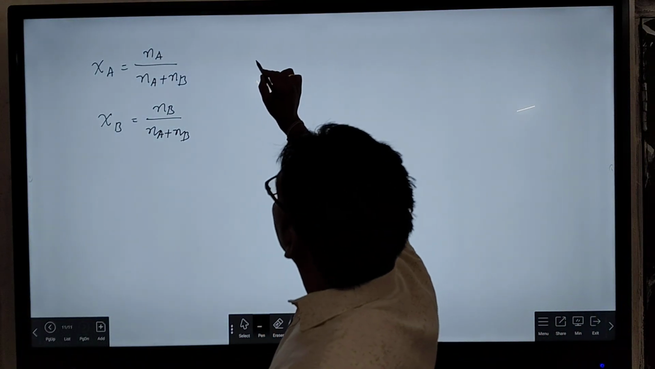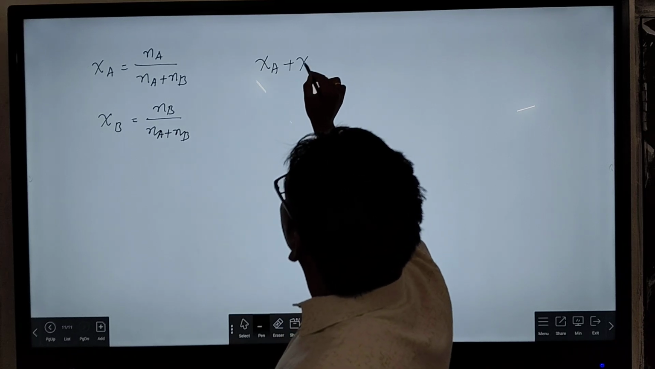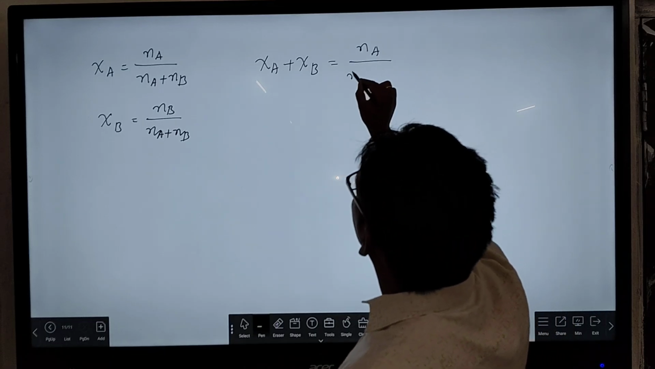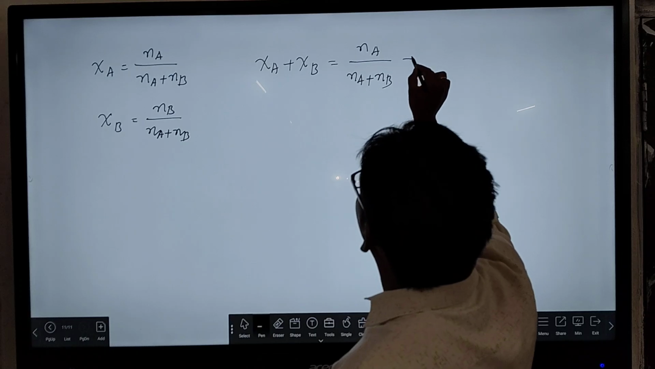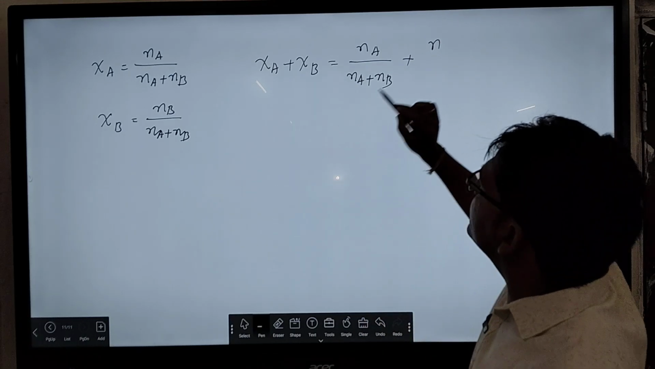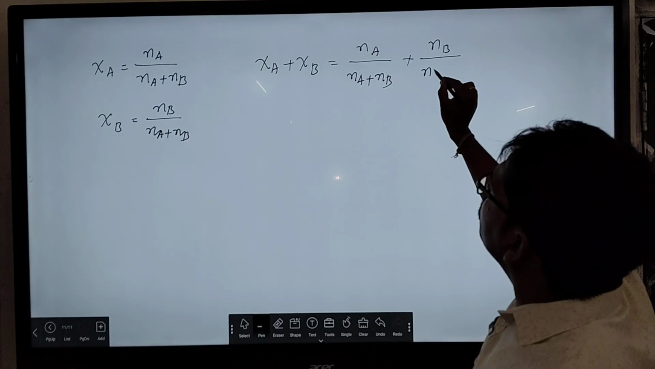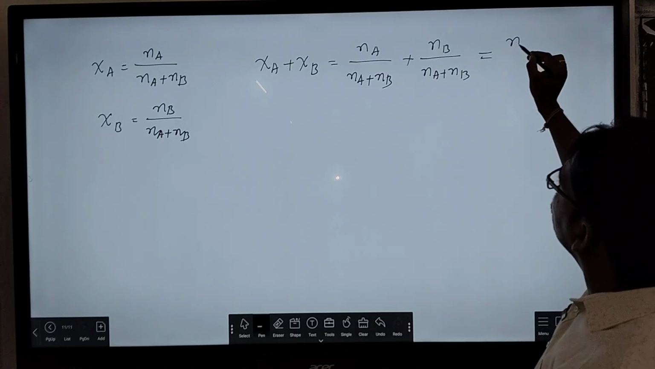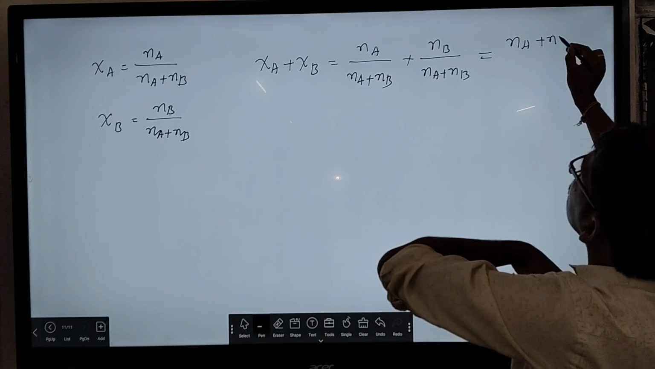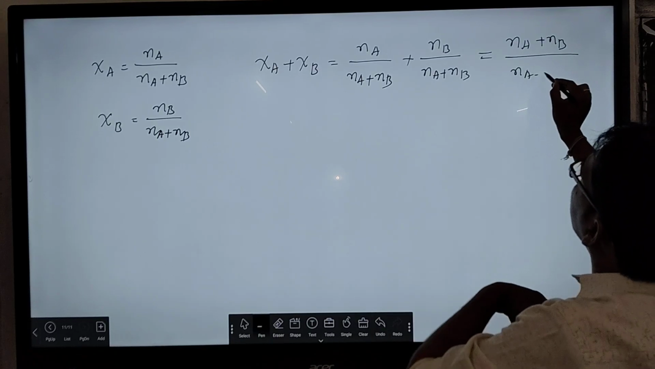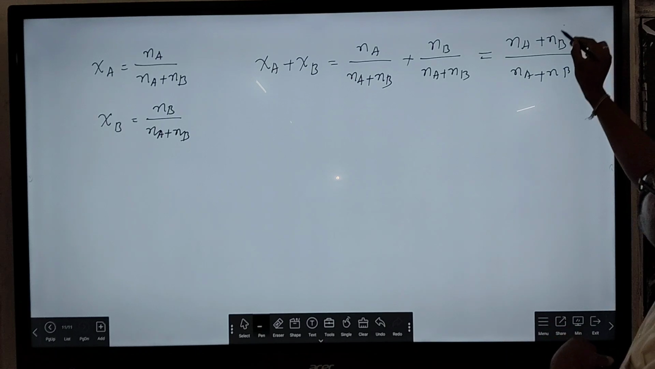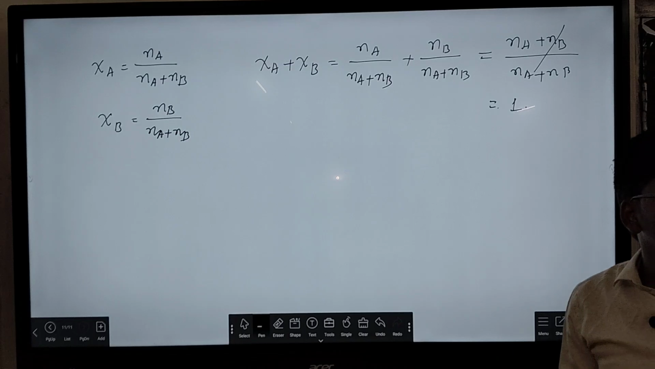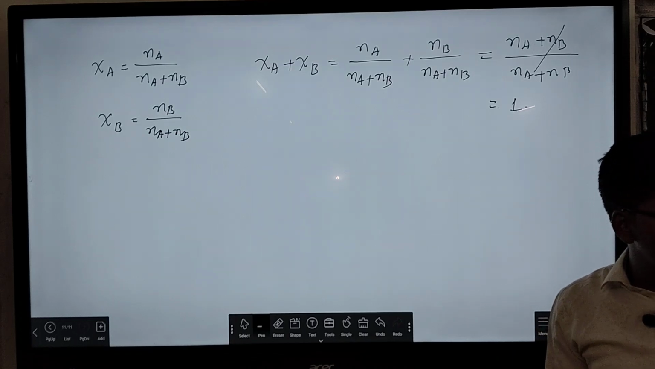Now if you take mole fraction of A plus mole fraction of B, what is there? Mole fraction of A is the number of moles of A divided by the number of moles of A plus the number of moles of B, plus mole fraction of B, which is the number of moles of B divided by the number of moles of A plus the number of moles of B. Now if you add both, the number of moles of A plus the number of moles of B divided by the number of moles of A plus the number of moles of B, both will cancel, and you get 1. That is called unity. So the sum of the mole fractions of both components is equal to unity.